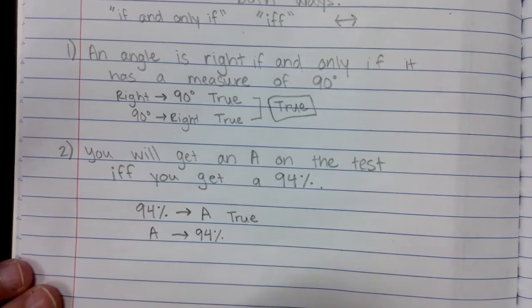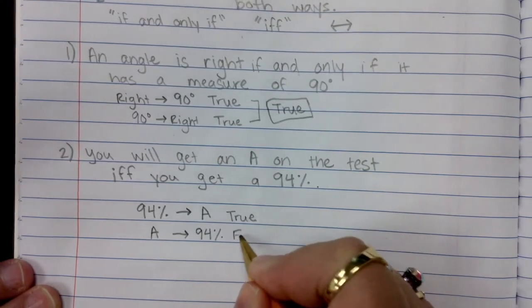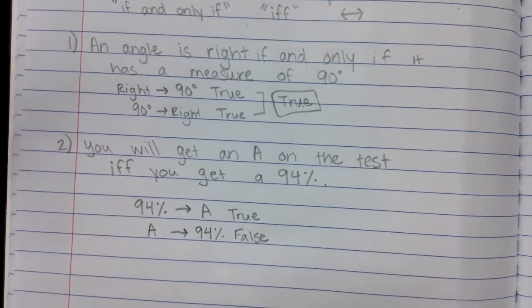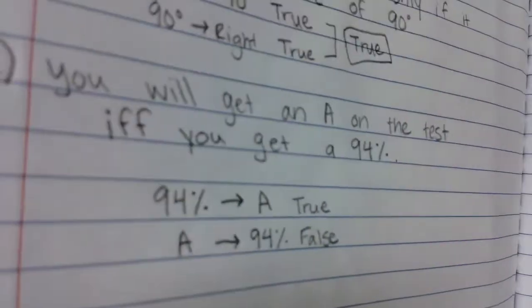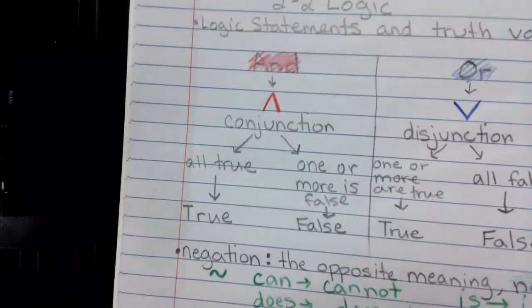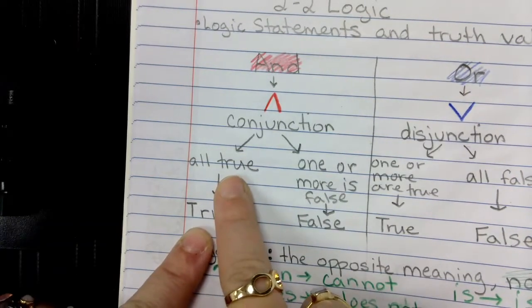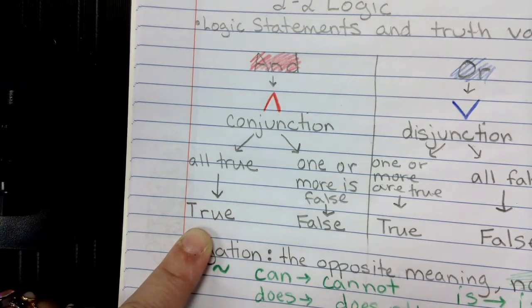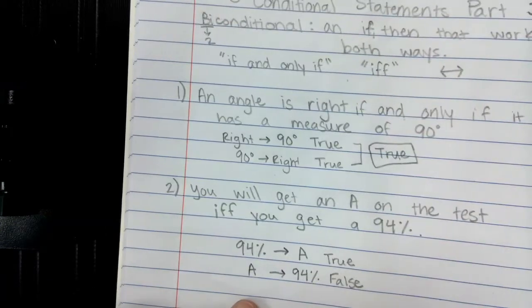So this is an and statement. If I go back to 2-2 in our logic statements, when we had a conjunction, an and, in order for it to be true, both have to be true. If one or more is false, our answer is false. So in this problem, is this going to end up being true or false? It's an and statement, so they both have to be true, otherwise it's false.